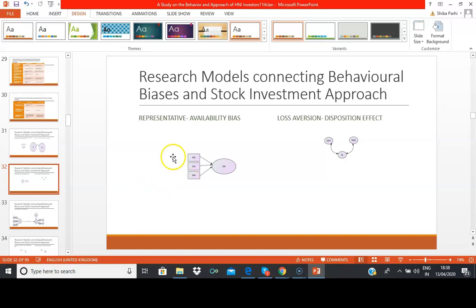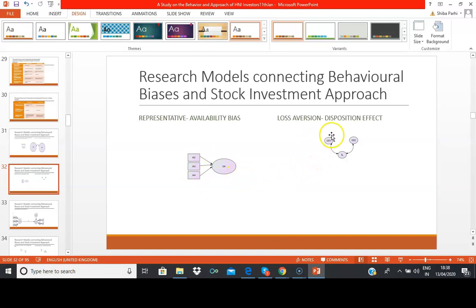Here the researcher wants to find out the representative bias and the availability bias on his stock investment behavior. So all the availability biases IA1, IA2, IA3, he has tried to find out the influence of those biases, of this independent variable, on the dependent variable, his investment behavior in the stock market.